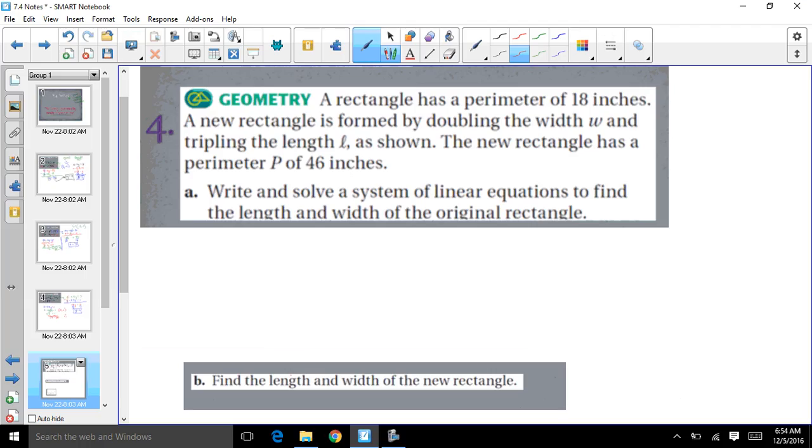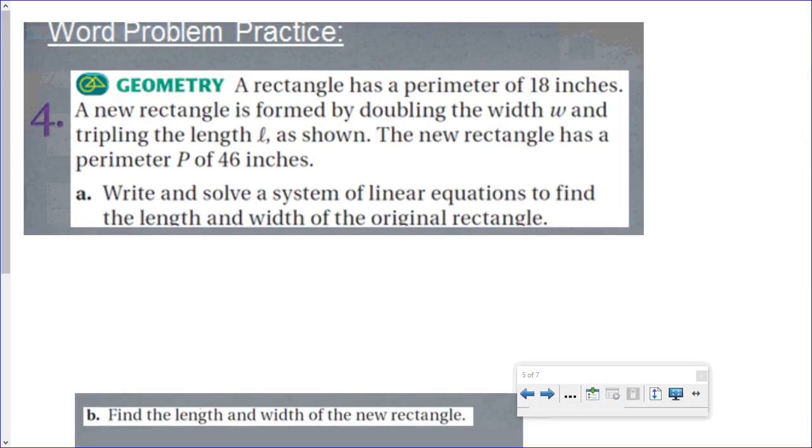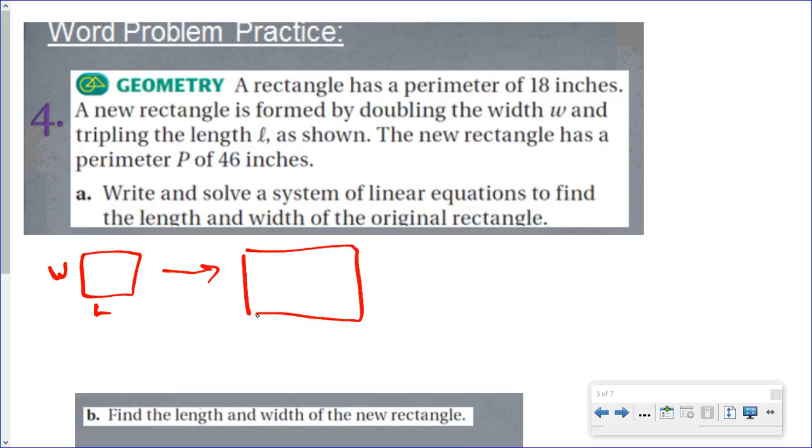All right, this one's going to be interesting. So I've got an old rectangle that has a normal width and length, right? And then I have a new rectangle that's going to be bigger. We're going to double the width and we're going to triple the length. So when I look at my very first rectangle, here's what I know is true. I know that 2 times the length plus 2 times the width is going to equal this amount right here, this 18.